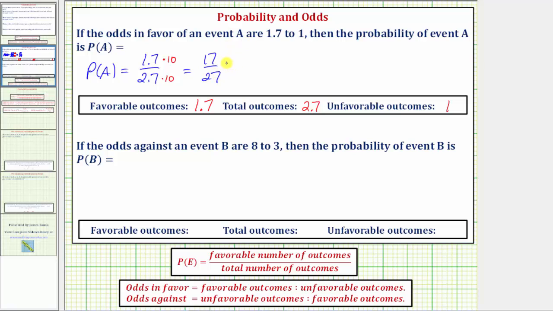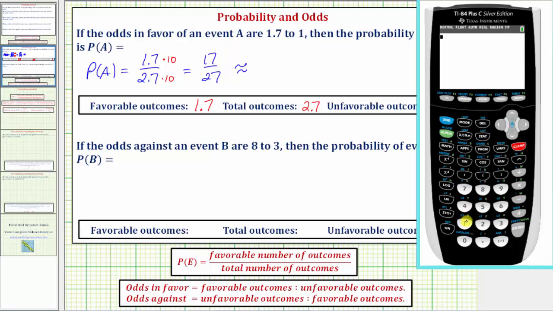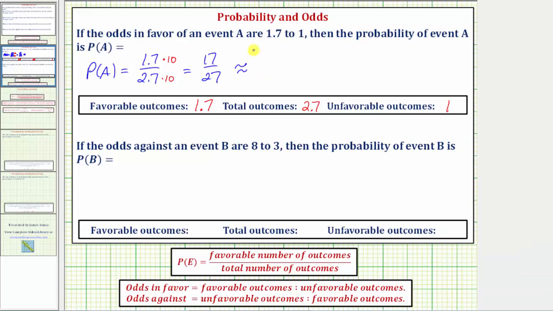To convert to a decimal, we divide the numerator by the denominator. For this, we'll use a calculator. So we have 17 divided by 27. If we round to 4 decimal places, this would be approximately 0.6296. To convert to a percentage, we multiply by 100, which should give us 62.96%.